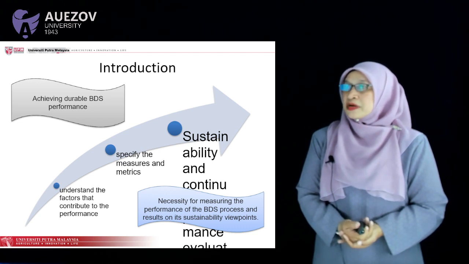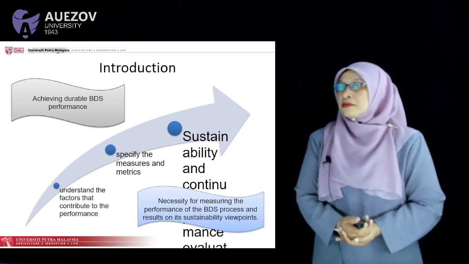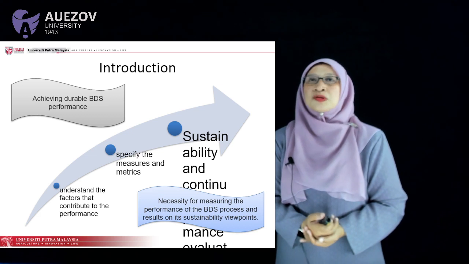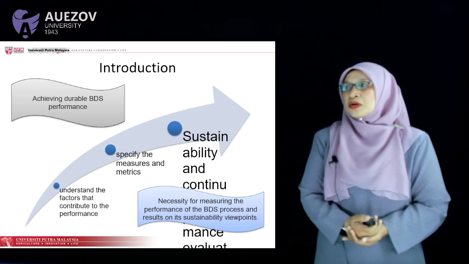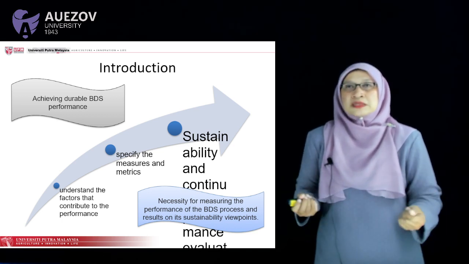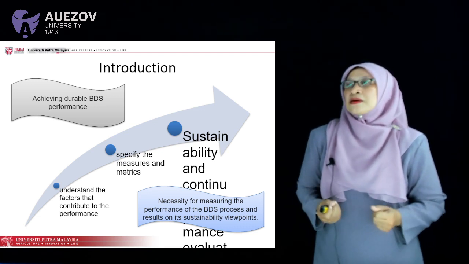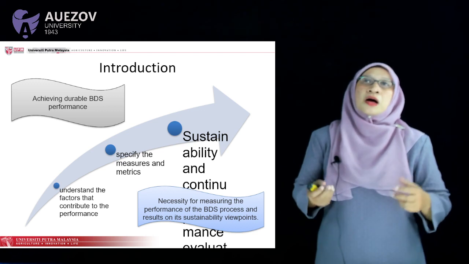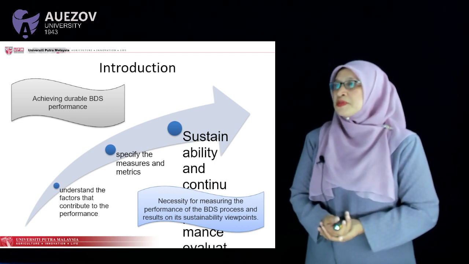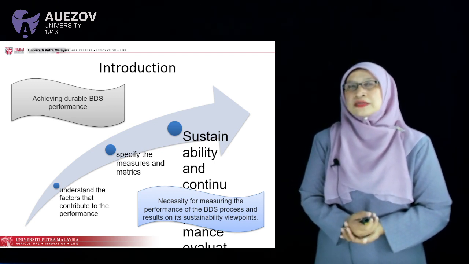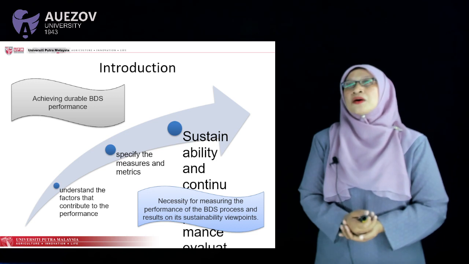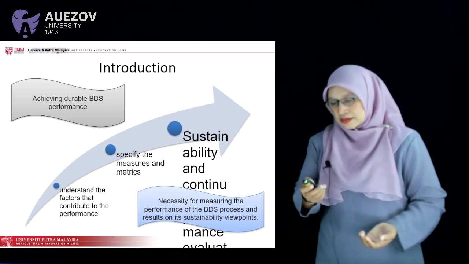From there we specify the measures and metrics in detail, and then what we have now is sustainability and continuous evaluation. Once we have the measures and metrics, it's not a static one, because now it's not only about the system that we have, but also how sustained our system is. Sustainability is about how it will go into the future, how many years it will be sustained. So achieving durable big data system performance is something we need to consider. Know your big data system, how it performs and how sustained it is.